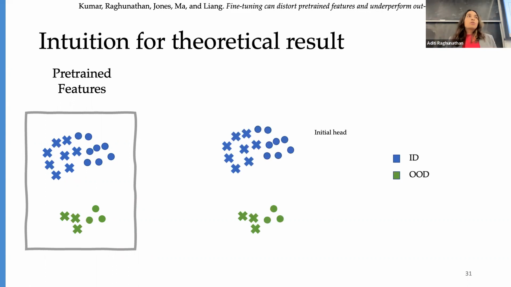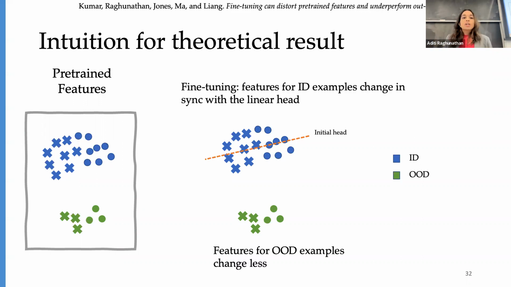So what we do when we do fine-tuning is the following. First we initialize some linear classifier, or a linear head, and then we propagate gradients across the entire representation, or the entire model. What that means is that each time you take a gradient step, the features will also change to accommodate this initial linear head that you have. So in fine-tuning, the features of the examples change along with the linear head, because that's what happens when you propagate gradients.